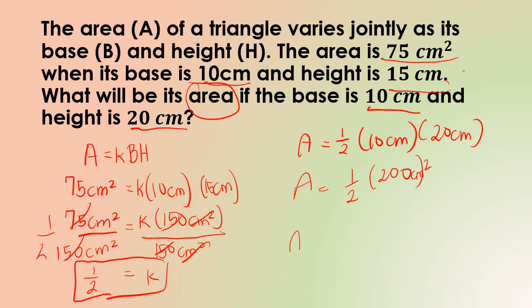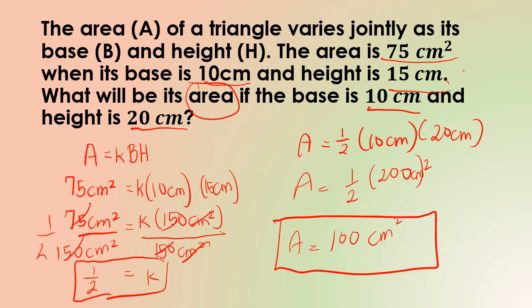So, the area is 1/2 multiplied by 200 cm squared, or 200 divided by 2. So, 200 divided by 2, that is 100. And then, wala naman nag-divide sa cm. So, cm squared. So, area kasi hinahanap, kaya dapat cm squared. So, madali lang naman siya. Thank you. And then, we will discuss next what is a combined variation.